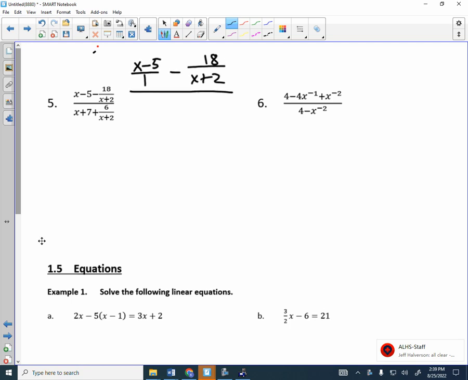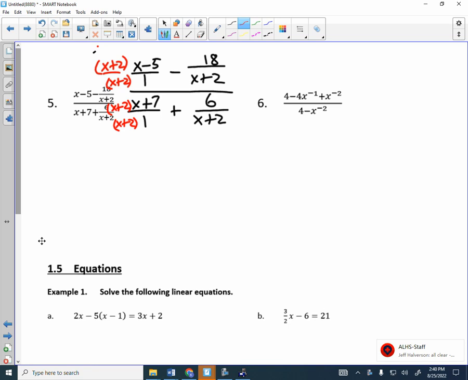These actually work out pretty well. I think number 4 for a lot of people is the most challenging one. So what's going to be the common denominator for the top? And what's going to be the common denominator for the bottom? So x plus 2 top and bottom. We all good? Okay, let's multiply it out.